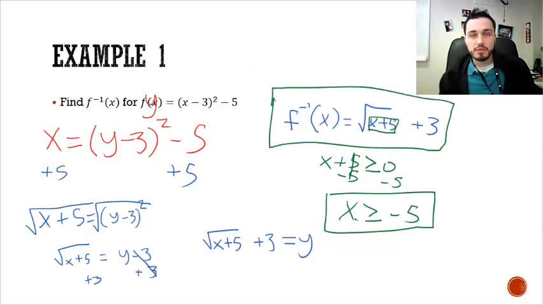Those two pieces together correctly give me an inverse of my original thing that is still a function. Without my domain restrictions, it doesn't work that way.